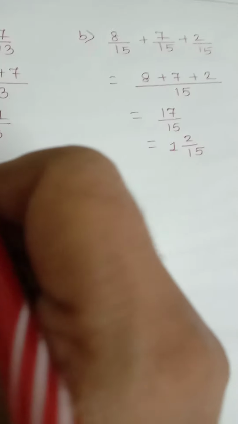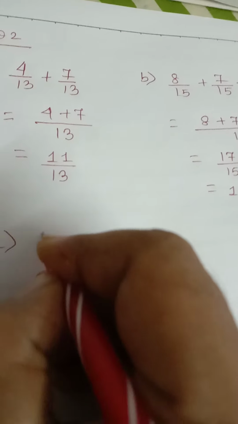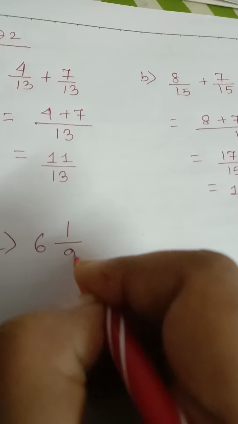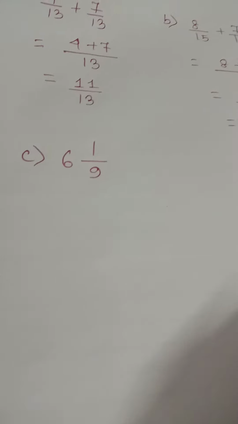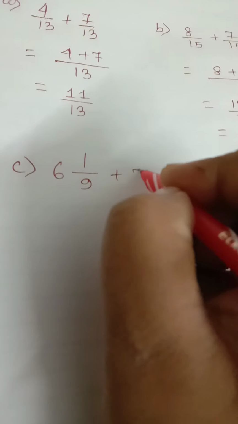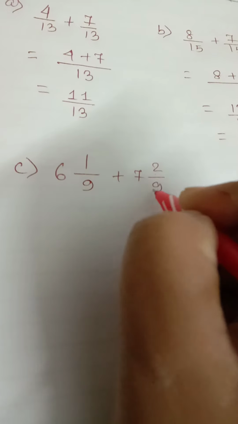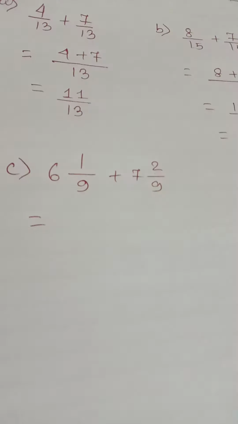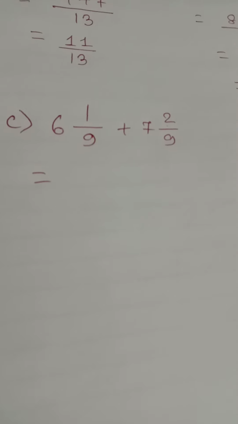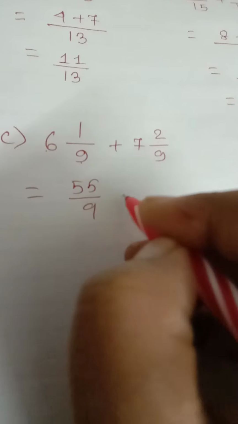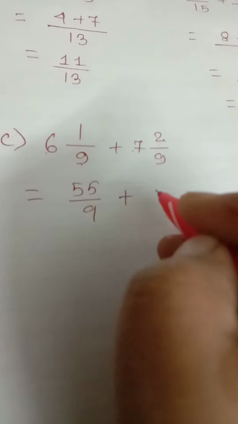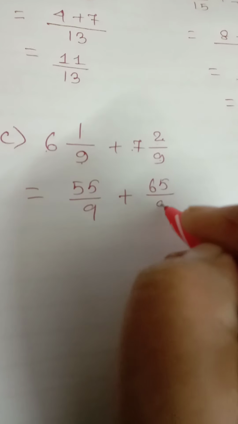Let us see number C. They have given you mixed fractions, 6 whole 1 by 9 plus 7 whole 2 by 9. The first work, we have to convert them into improper fractions. 9 6s are 54 and 1, 55 by 9, plus 9 7s are 63 and 2, 65 by 9.